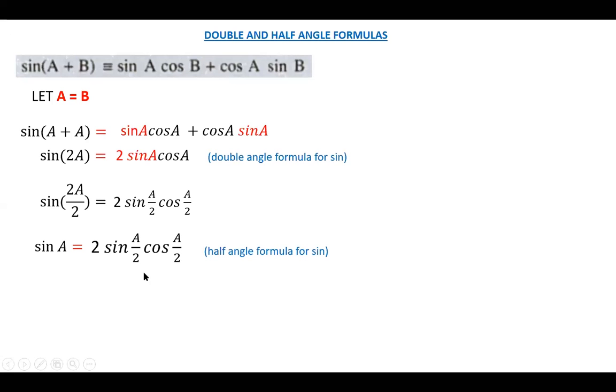We move on to cos. We did the double and the half angle formula for sine. You also have to master these. You just need to know them. If you don't know them, know how to come up with them, know how to form them. So we move on to cos. Let us find the double and half angle formula for cos. So the same applies to cos.